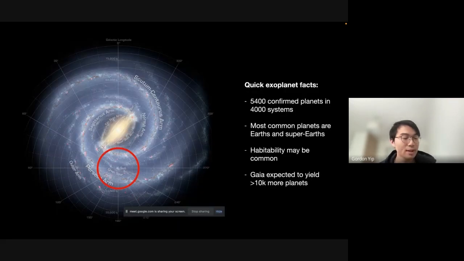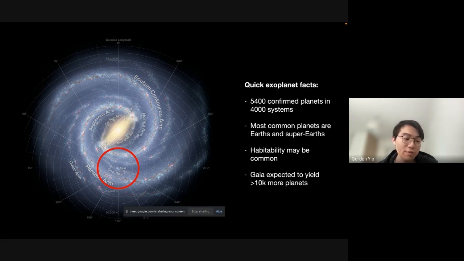So let's look at the solar system right now. We are in our own galaxy, the Milky Way, and the red circle indicates the location of our solar system. Up until now, we've got 5,400 confirmed planets in 4,000 different systems. Most of them, if not all, were discovered within our own Milky Way, simply because discovering planets in other galaxies is very far away and very hard.